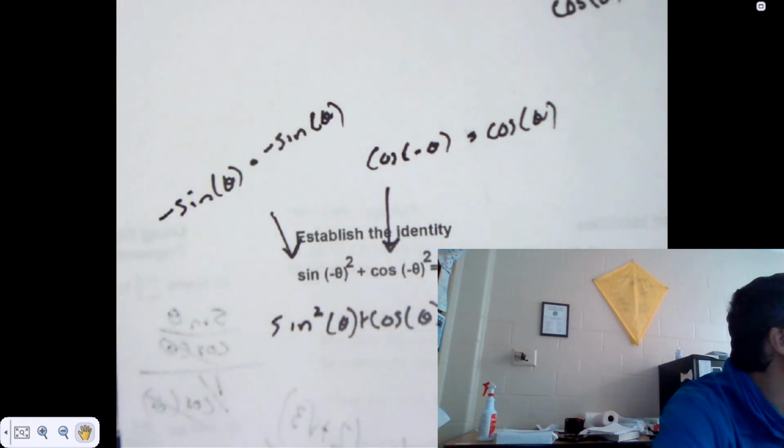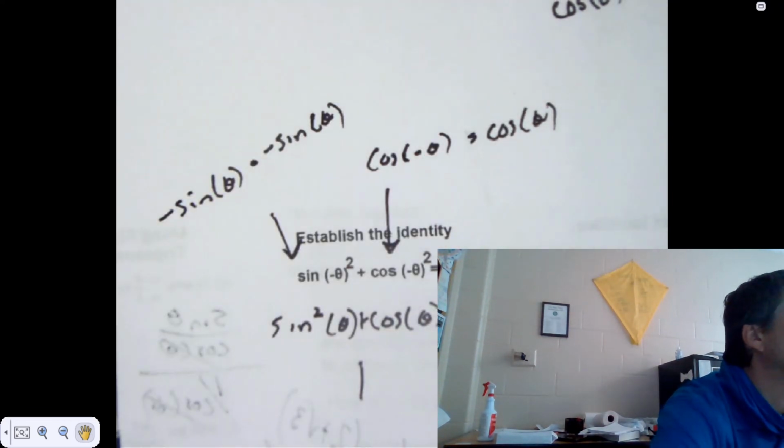Does it look like it needed to look? Positive smiley face, whatever. Does it look like it needed to look? Then the identity is done, because you know for a fact that is 1. So just an odd little easy identity.